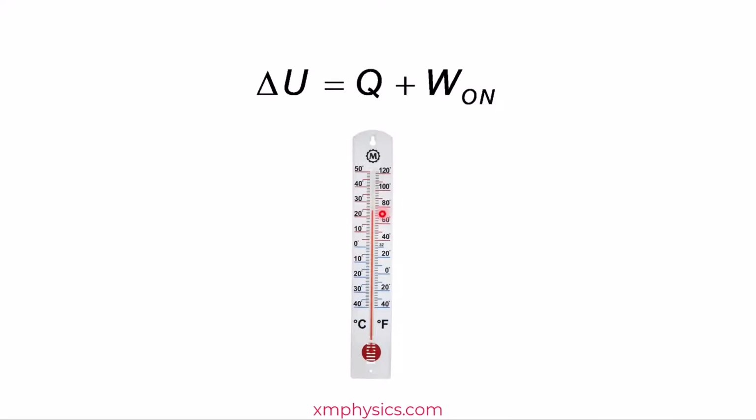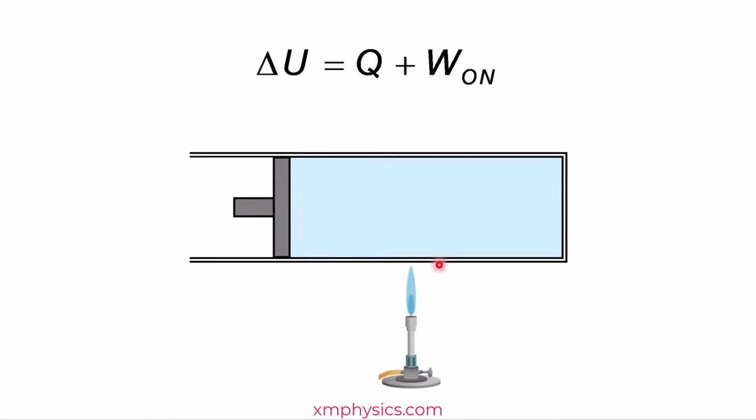Now, if your gas cools down, it means delta U is negative, because for the gas to cool down, the average KE must decrease, which means the total microscopic KE must decrease, which means the internal energy must decrease. So delta U is negative. On the other hand, if your gas becomes hotter, it means delta U is positive because you have gained internal energy. Now, if you supply heat to your gas, then Q is positive. On the other hand, if you withdraw heat from your gas, then Q is negative.